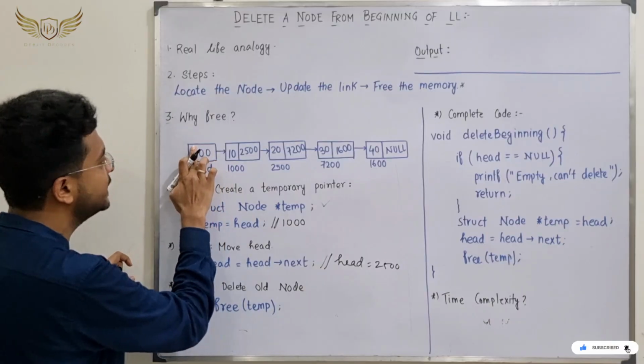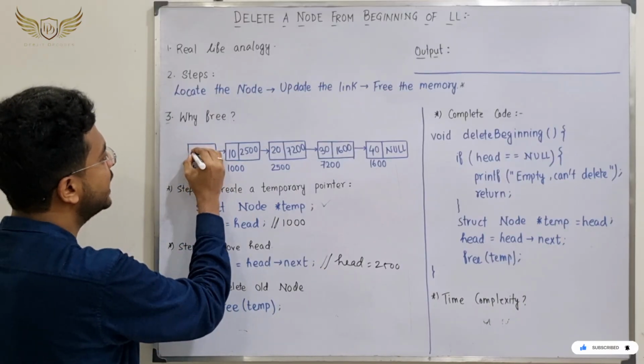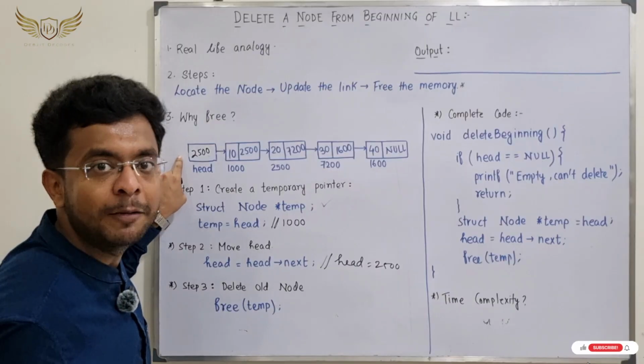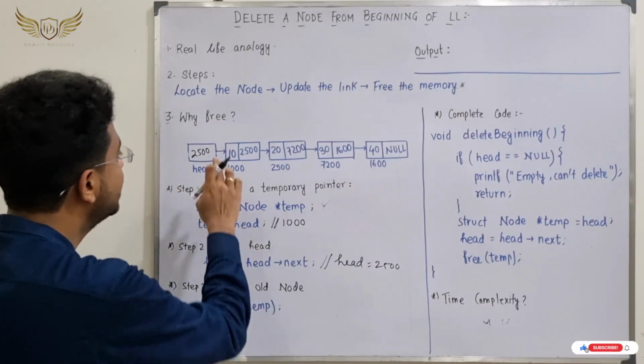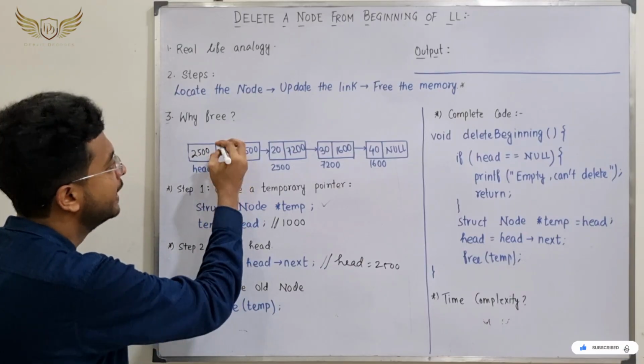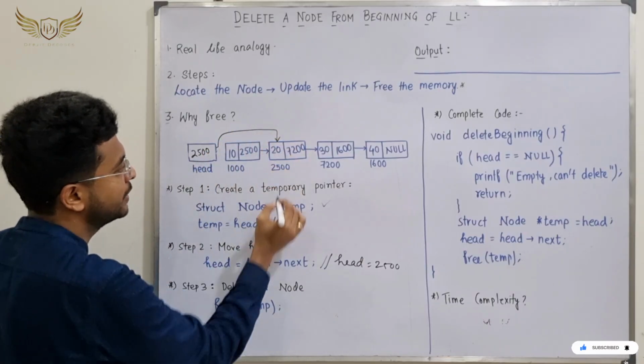So this will be changed to 2500. And whenever this is changed to 2500, that means this link is broken. Head is not pointing to the 1000 location anymore. It is pointing to the 2500 location.